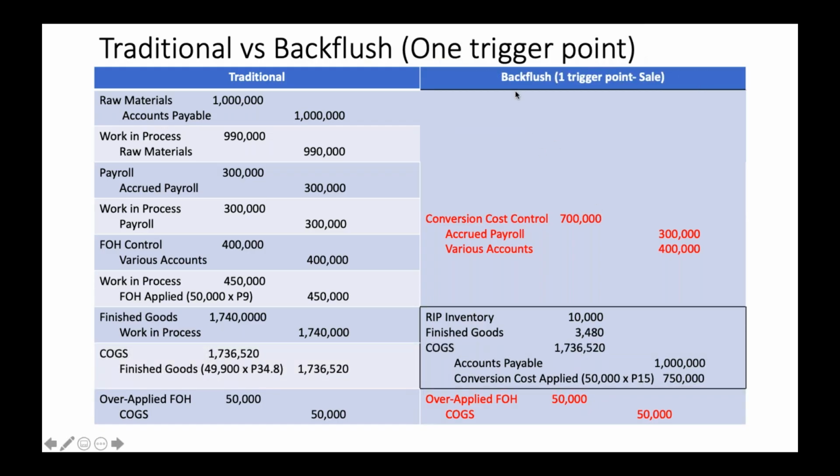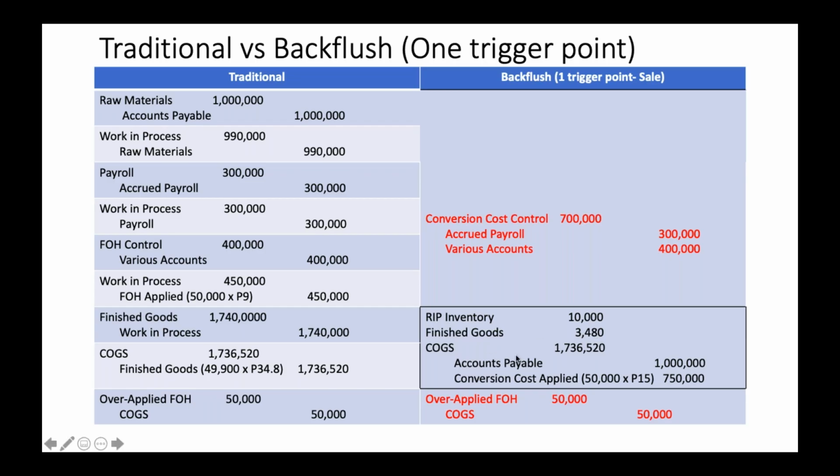Now for one trigger point, and that is only upon sale. Upon purchase, upon production, we will not make an entry. We will make an entry only upon sale of the goods that we produce. So upon sale, debit cost of goods sold, that is 49,900 at 34.8, 1,736,520. Since this is only 49,900, there is 100 unsold goods, and that is finished goods. So 100 units times 34.8 is 3,480.